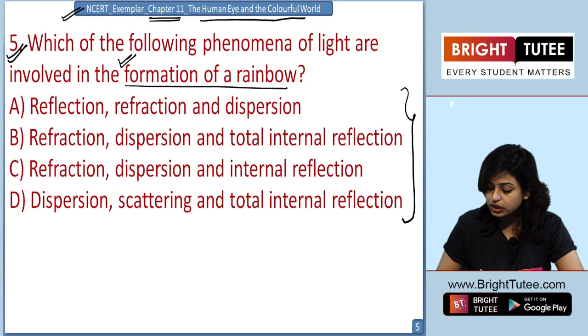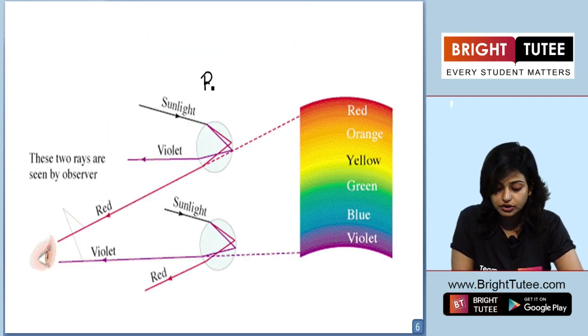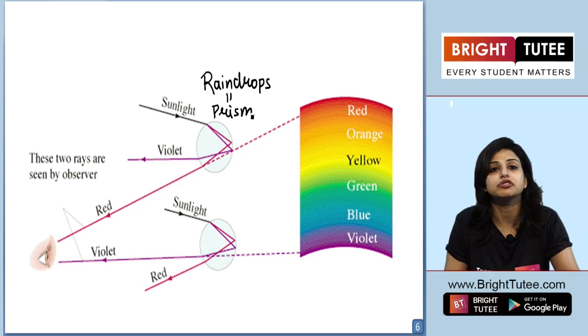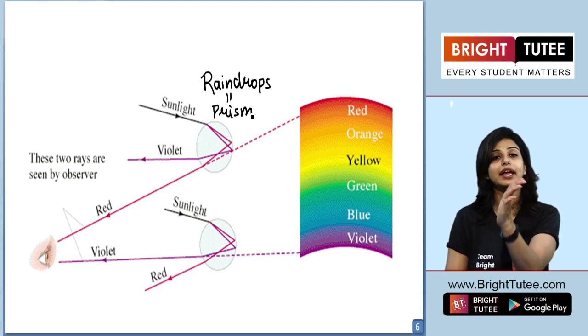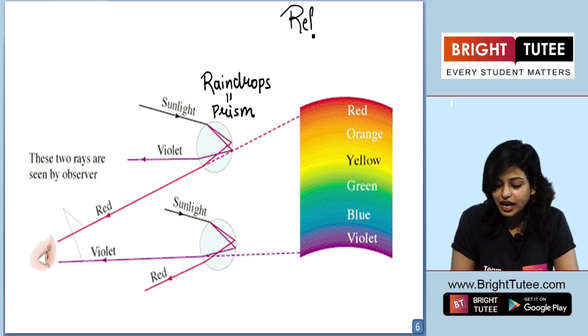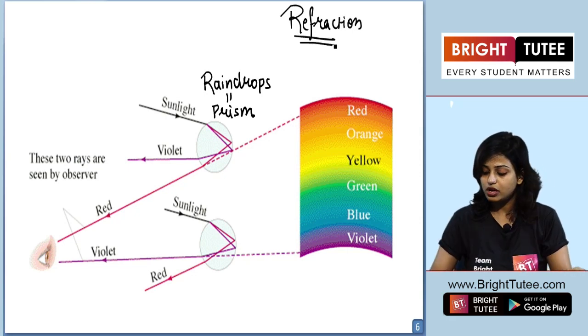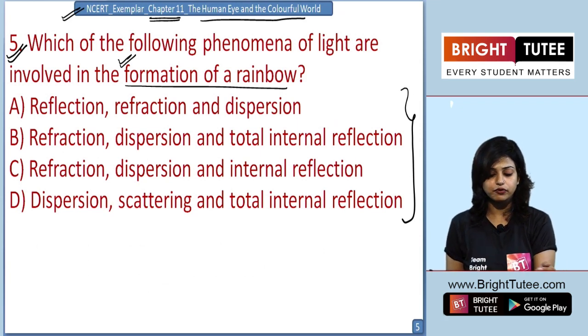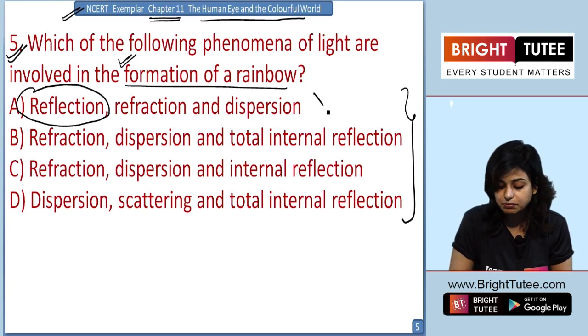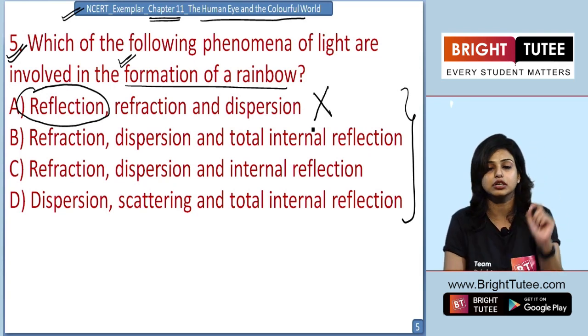We know during the formation of the rainbow, the raindrops act as the prism. Right, students? Because dispersion occurs from a prism, right? Now, when light enters a prism, what happens? Right, refraction. Do we see any kind of reflection in it? No. So, let's go back to the options and understand which option can't be the answer. Number 1 has reflection. That means this cannot be our answer for the problem.